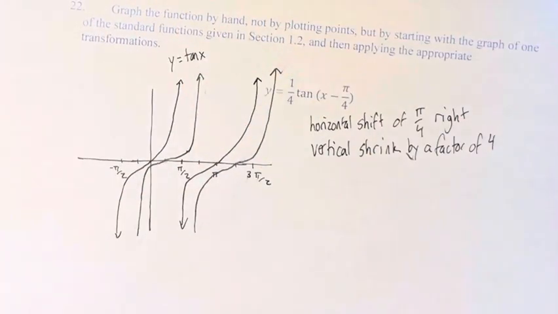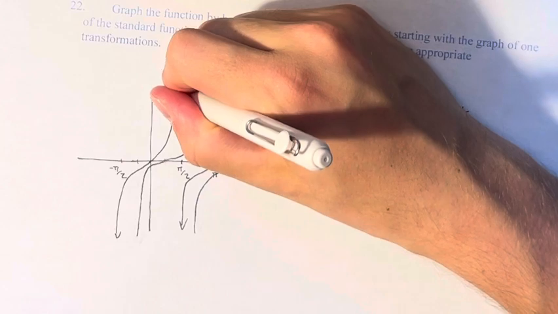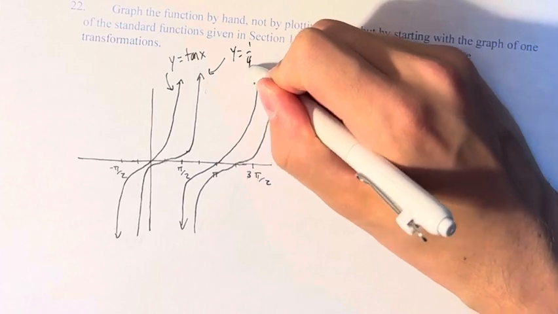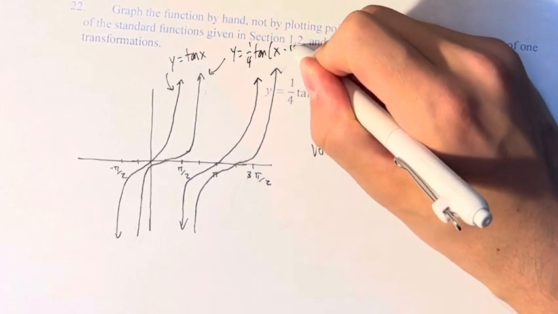And now what we are left with, this is our original function, y equals tangent of x. This is the new function, y is equal to 1/4 tangent of x minus pi over 4.